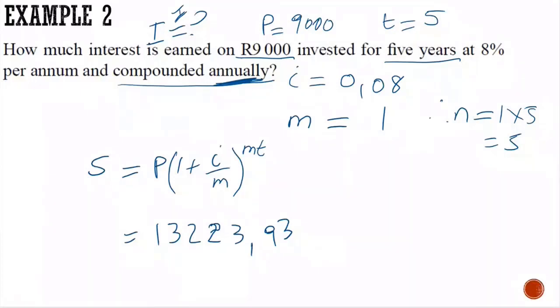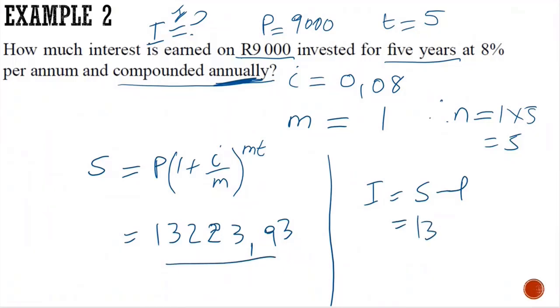Okay. So after you've got this one, you still have to find your I. Remember, what is your I? Your I is equal to S minus P. So your S there is the one you just calculated, 13,223.93, minus your P, which is 9,000. Then you get your answer to be 4,223.93. That is in simple terms the compound interest.